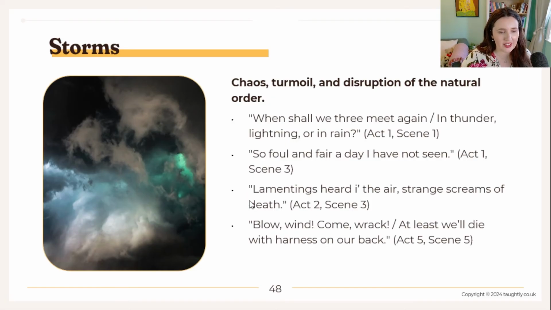When Duncan is dead, apparently there are lamentings heard in the air, strange screams of death. And we also hear when Macbeth is about to die, he says, "Blow, wind, come wrack, at least we'll die with harness on our back." Quite an interesting idea here, like blow wind, let the storms and the chaos continue. But Macbeth, in some ways, at the end of the play, restores a tiny bit of his honour because he chooses to die like a man. At least we'll die fighting. So he's going out as a soldier, in some way restoring his honour in a small way. Although, I mean, does that go to one of his flaws, where he thinks that he has to just dispute it like a man but not feel it like a man?